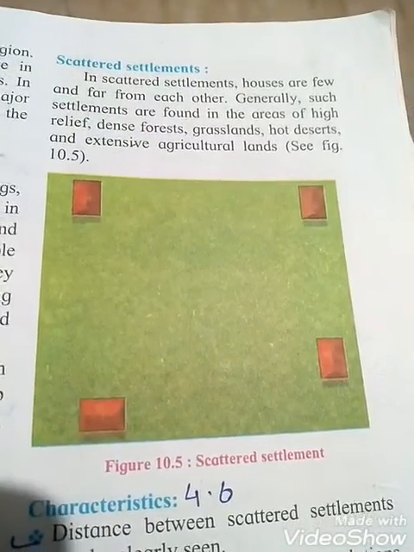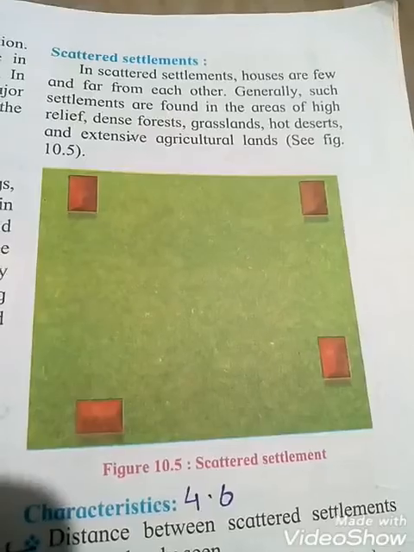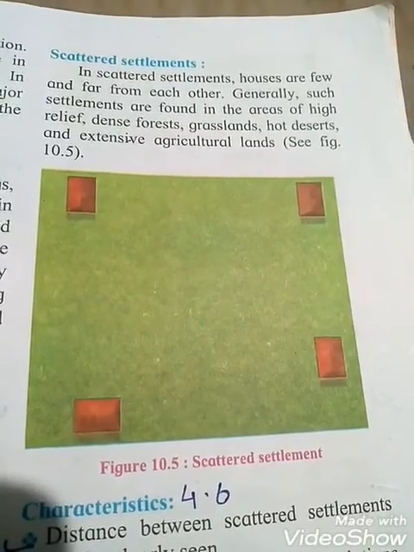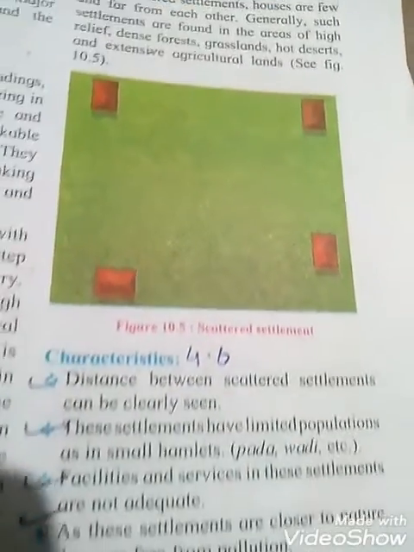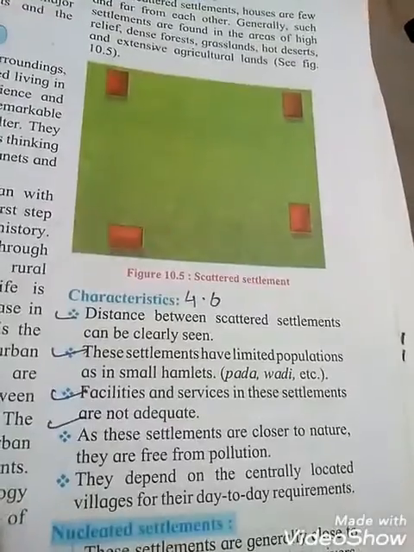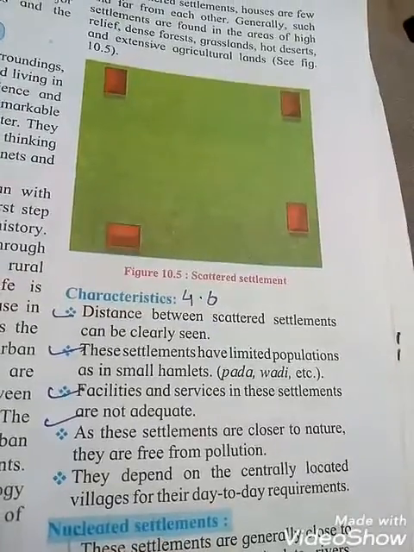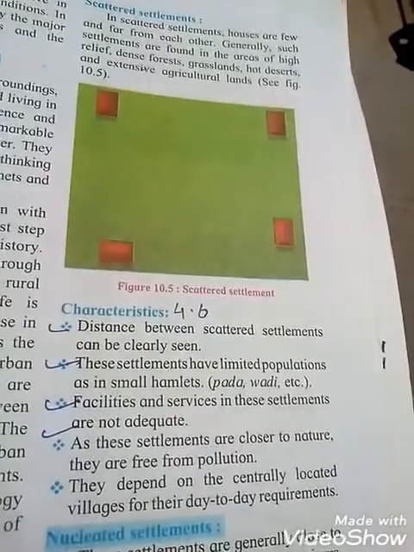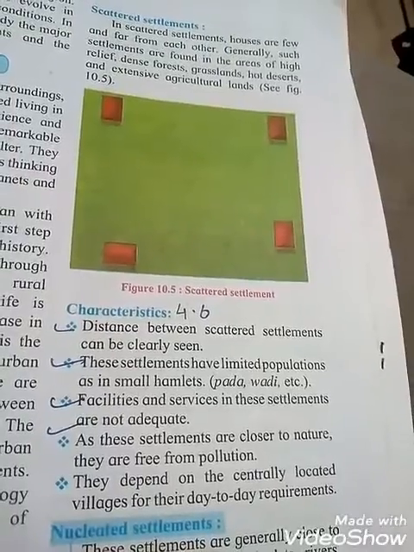Can you see the picture? See that houses are few and far from each other. And where is it found, students? In the areas of high relief, dense forest, grassland, hot deserts and extensive agricultural land. Characteristics, that means features of scattered settlements: distance between scattered settlements can be clearly seen.